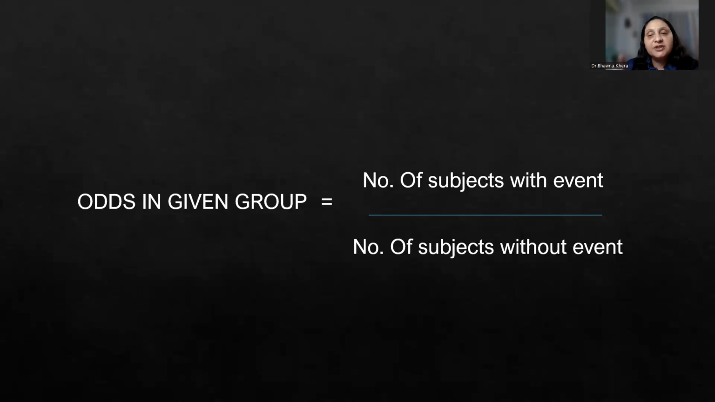So, number of subjects with event divided by number of subjects without event. Very important to note this point. We are not taking the total population of the exposed group as we were taking in relative risk. So mind you again, this is number of subjects with event divided by number of subjects without event.